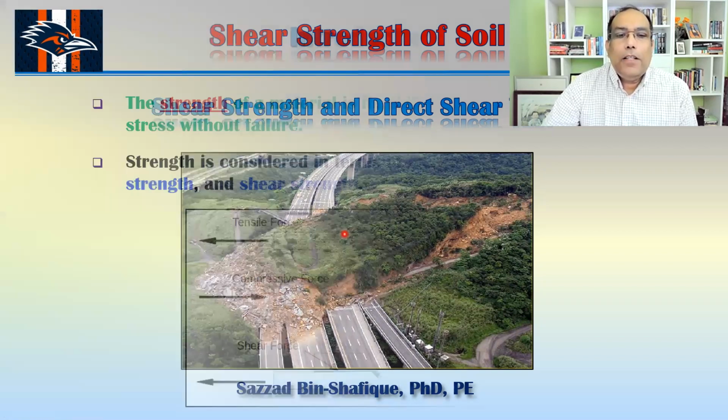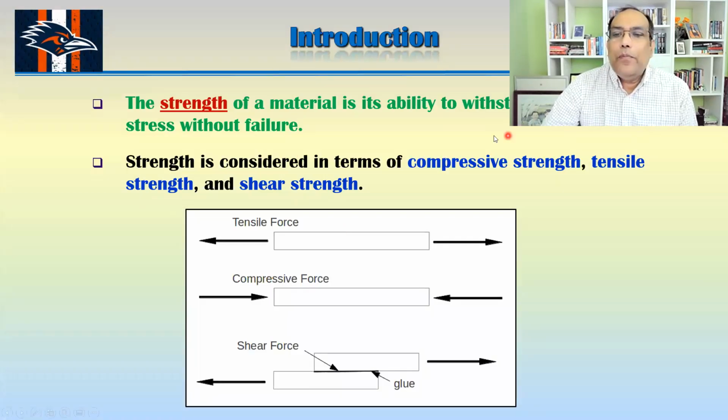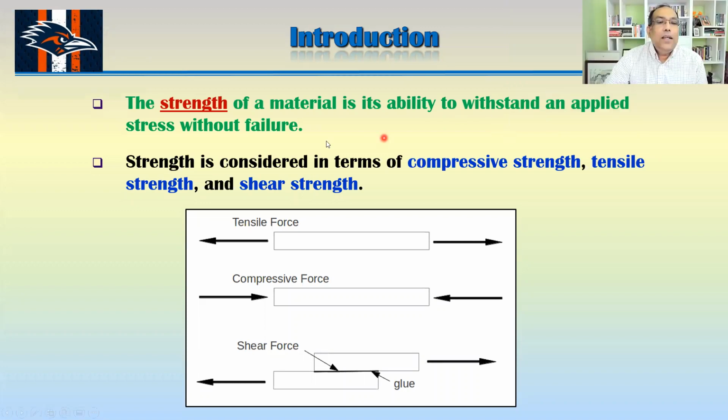Okay, now let's move forward. You can see here that the strength of a material is its ability to withstand an applied stress without failure. Okay, so strength is considered in terms of compressive strength when you try to push together, and then tensile strength when you try to pull, and the shear strength that happens like at the interface of the two materials. Okay, so you can see that one here. These are the three different types of strength.